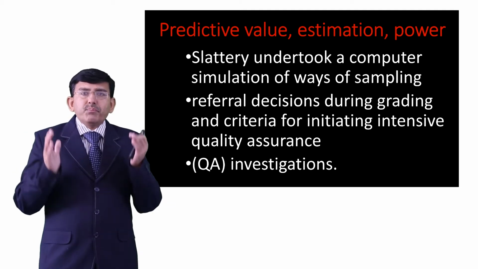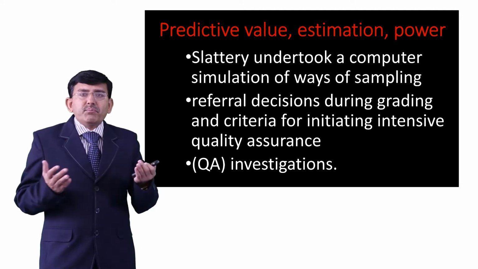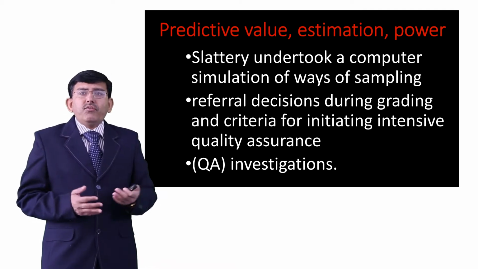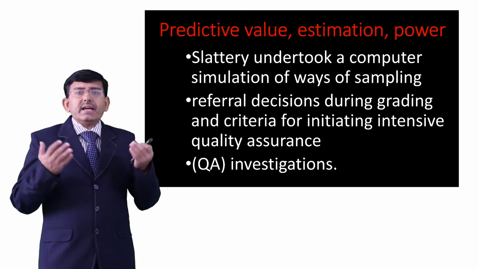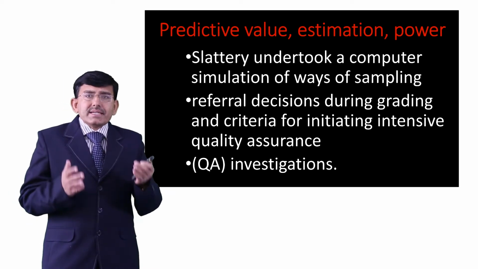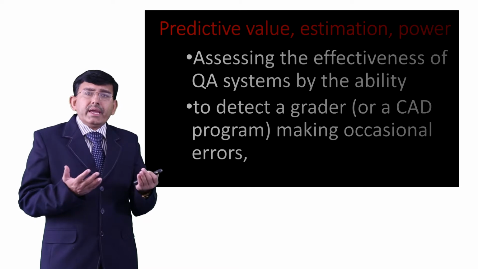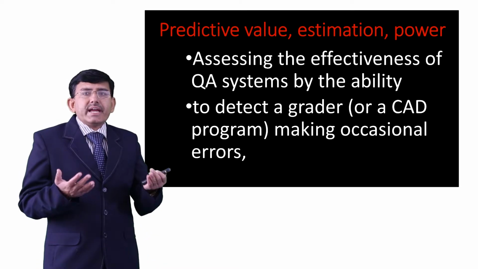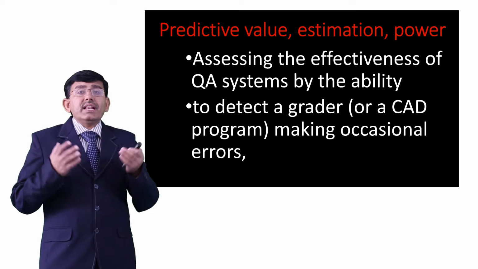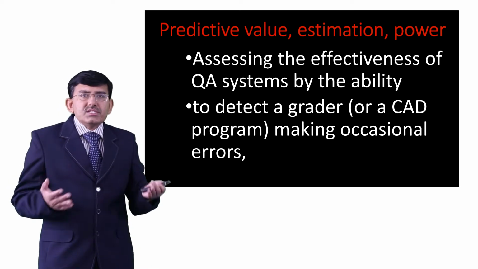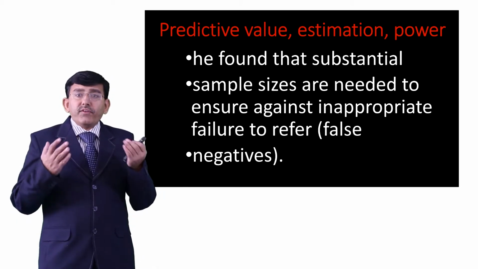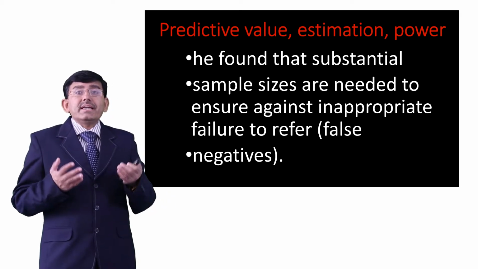Slattery undertook a computer simulation of ways of sampling referral decisions during grading, and criteria for initiating an intensive quality assurance investigation mechanism they have followed, assessing the effectiveness of QA systems by the ability to detect a grader or computer-aided diagnosis program making occasional errors. He found that substantial sample sizes are needed to ensure against inappropriate failure to refer, false negatives.